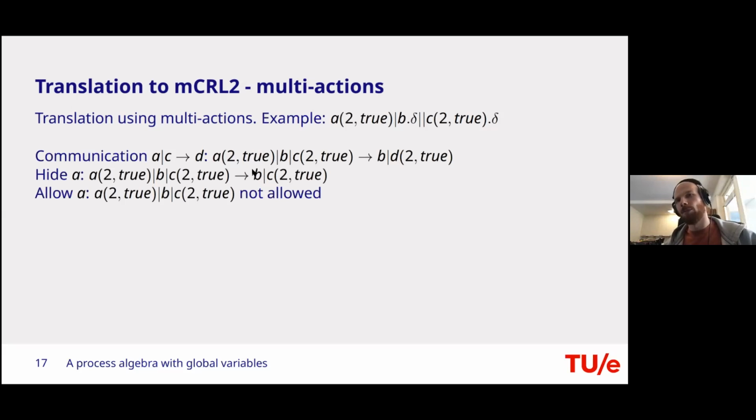And because with these multi-actions you can have an explosion of all kinds of combinations of actions, mCRL2 doesn't feature a block, though I think it might also feature a block, but we also have an allow operator that only allows the actions that are in the set. So if we only allow A, then a multi-action with A and other things is not allowed.